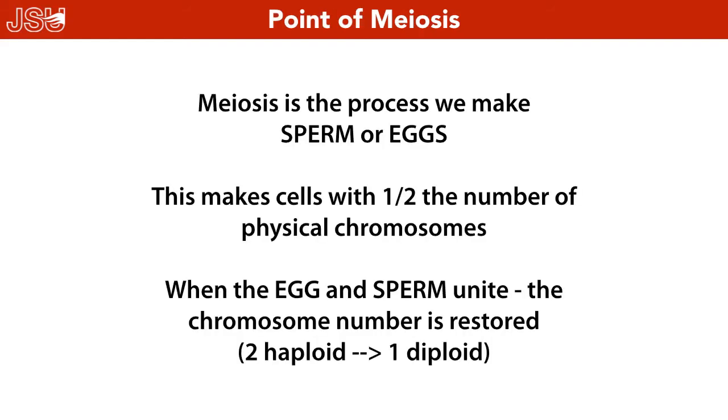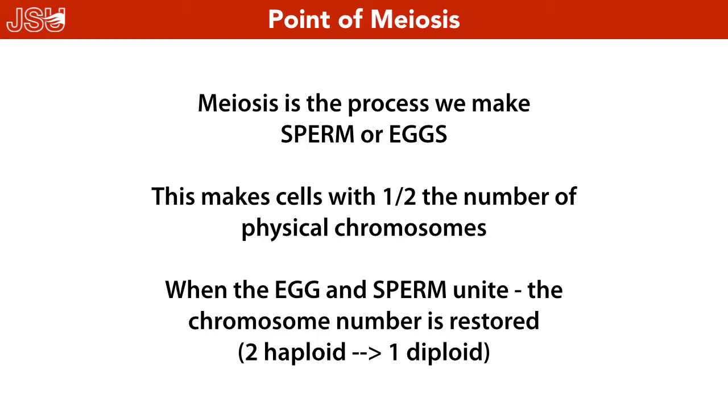All right, so meiosis is the process by which we make sperm cells or egg cells, specifically the nuclear division to do that. Remember we talked about mitosis last time? That was what we did to separate the DNA, so we had two perfect copies. Meiosis is going to be a little bit different. We're going to separate the DNA, but the idea is we're getting multiple different genetic copies. Two, and we're going to go over each of these points. Two, this makes cells with one half the number of physical chromosomes.